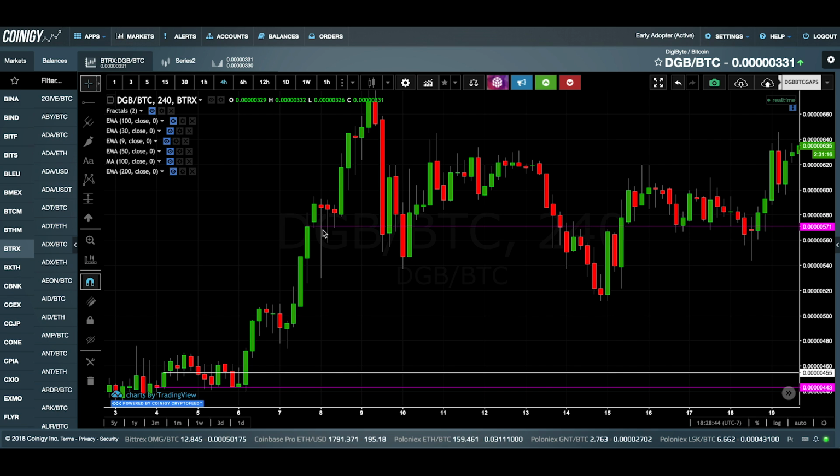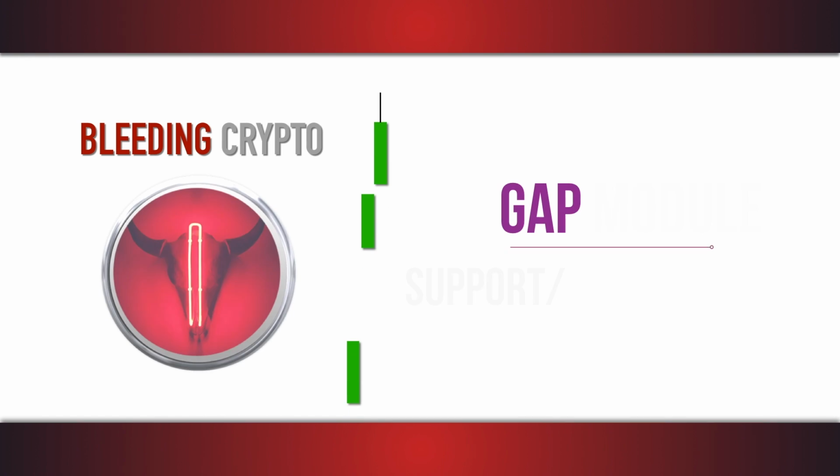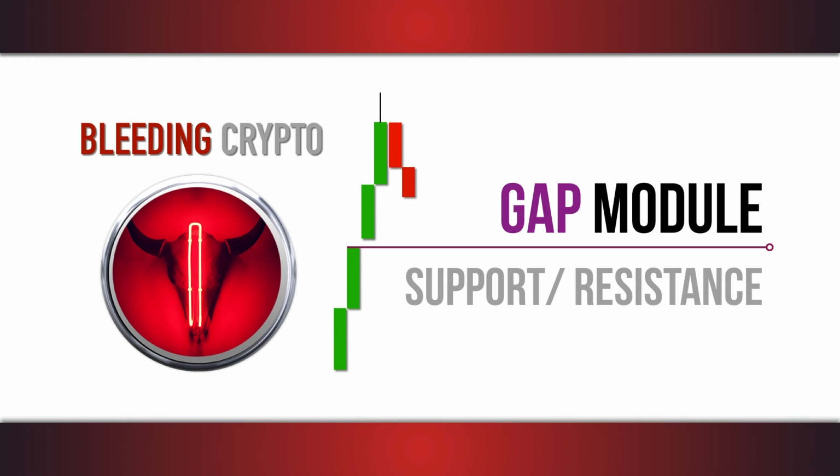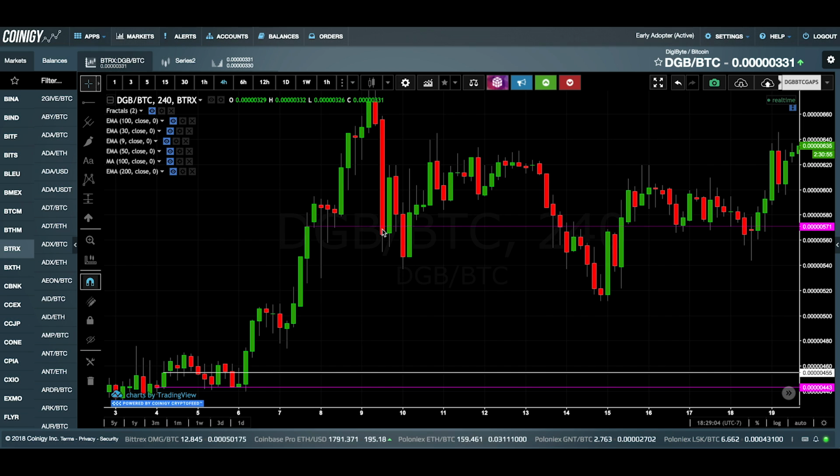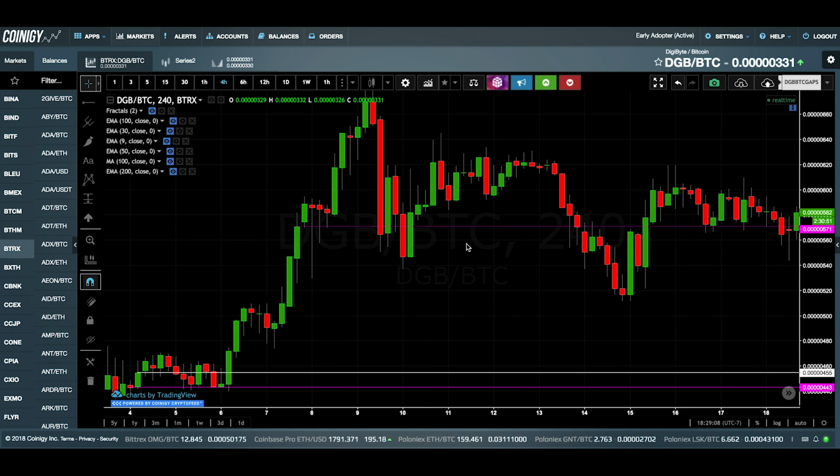So to recap, these wicks do not constitute a fill. The body of the candle needs to come down and fill. So what happens now? Once a gap has been filled, this gap line still serves a purpose. And I'm going to show you what that purpose is.